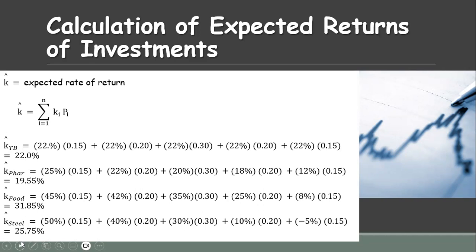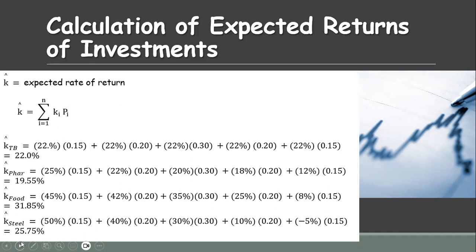19.55%. In case of food, in the boom, the return is 45%, probability is 15%; above average, return is 42%, and the probability is 20%. And in case of average, return comes to 35%, probability is 30%. Below average is 25% and probability is 20%, and in case of a recession, it's 8% and probability is 15%. The total expected return against food investment comes to 31.85%.